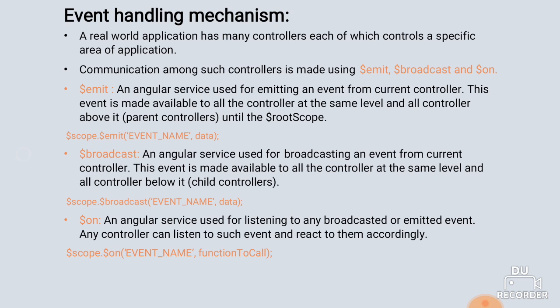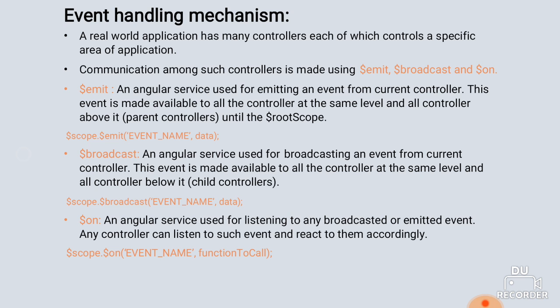So basically $emit and $broadcast are the event senders, you can say. Their job is to emit or broadcast the event, and $on's job is to listen to this event and perform any function. So if you emit any event using $emit, it will be emitted to all the scopes at its own level, plus all the scopes that are on top of it. Okay, so all the scopes that are parent to it.